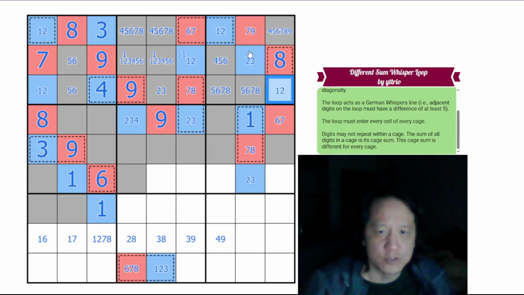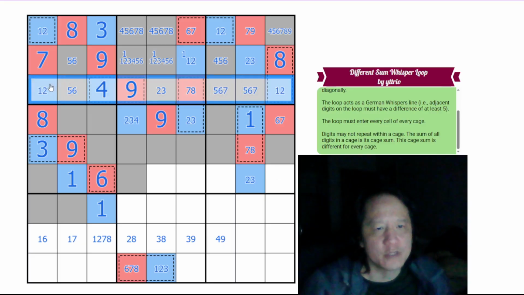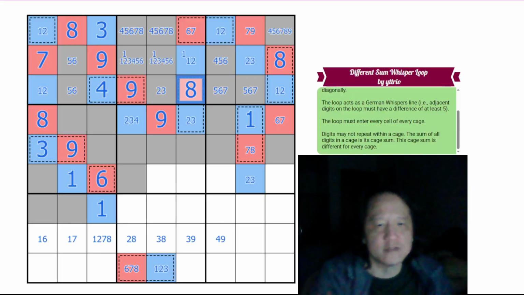We have a 1, 2, 1, 2 pair in box 3, which eliminates 1 and 2 in the rest of the box. Also, this can't be 8 anymore. We have a 5, 6, 7 triplet, which eliminates 5, 6, and 7 in the rest of row 3. So this can't be 7, this is 8.